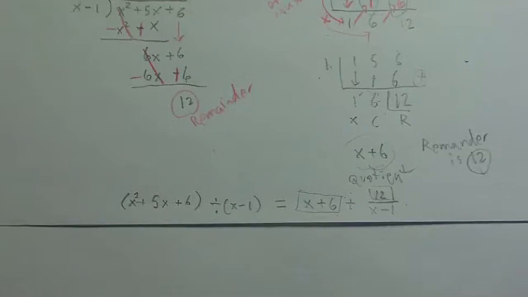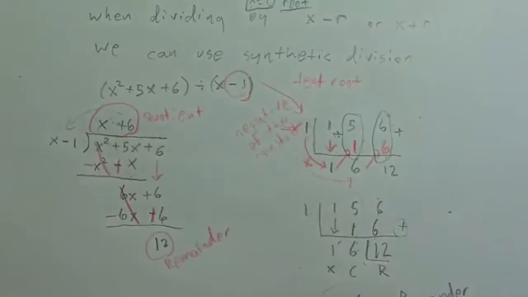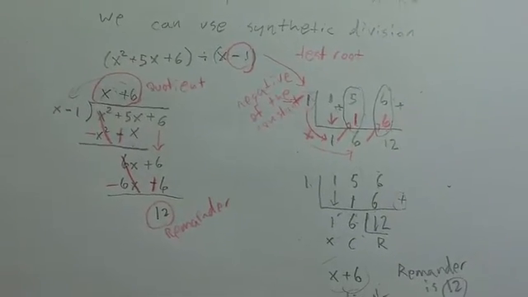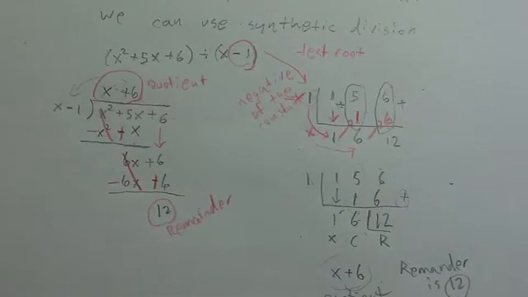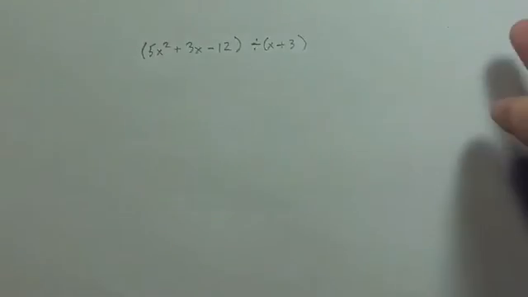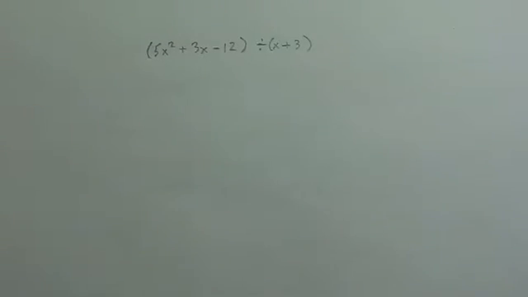Okay, let's look at an actual example that has something other than 1, because 1 isn't necessarily a great value to do this with. It's a good one to start with, I guess, but let's look at one that's a little more interesting. Let's say I want to do 5x squared plus 3x minus 12. I'm going to divide it by x plus 3.